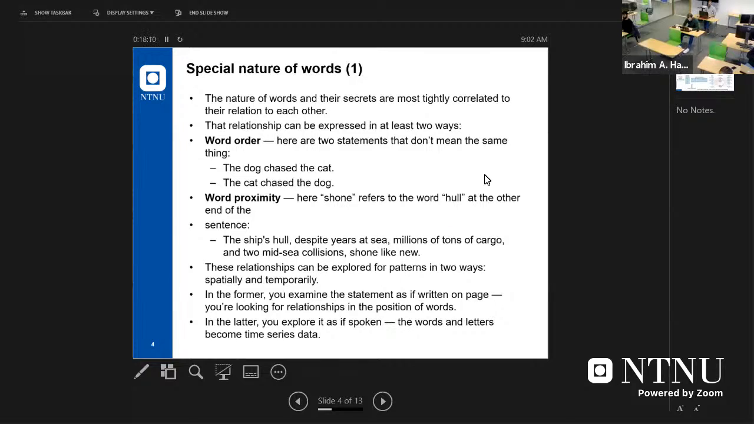We have the order of words, and if we change the order, the meaning will be different, right? Here are two statements that don't mean the same thing. For example, the dog chased the cat, and the cat chased the dog. When you change the order, the meaning is totally different.